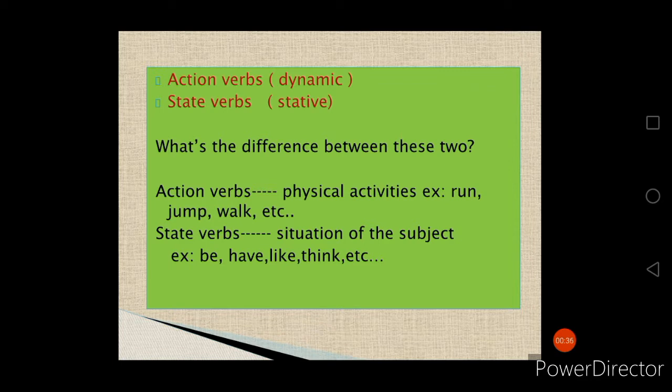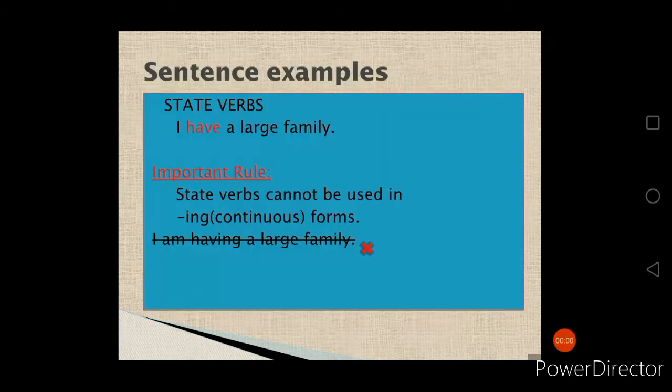Okay. Action verbs express the physical activities of the subject. For example, run, jump, shout, walk, climb, like this. And the state verbs express the situation of the subject. For example, be, have, like, think, love, etc. Let me explain you a sentence example for state verbs. I have a large family. Read the sentence again. I have a large family.